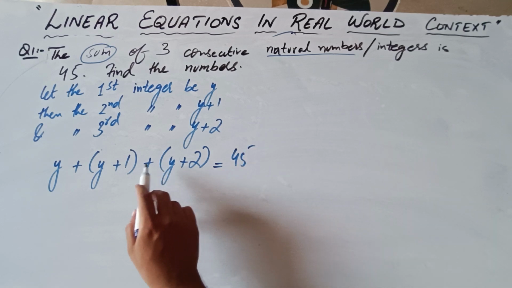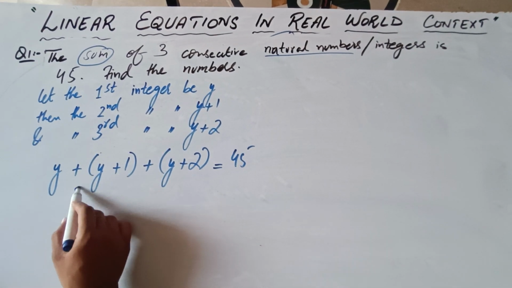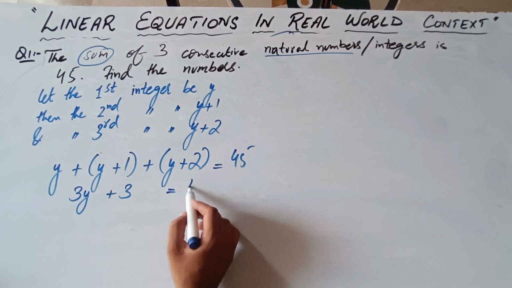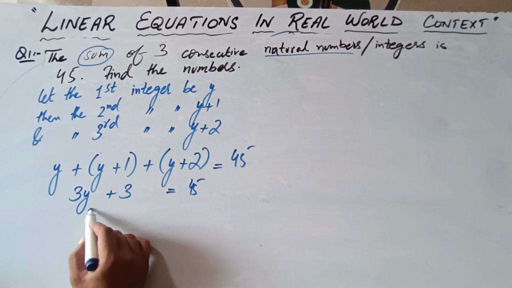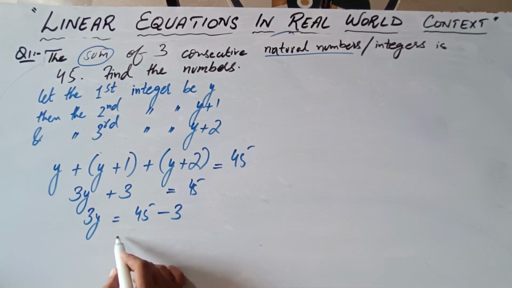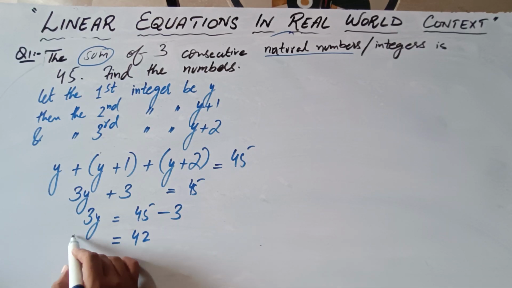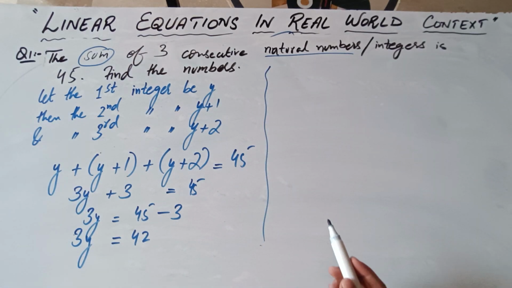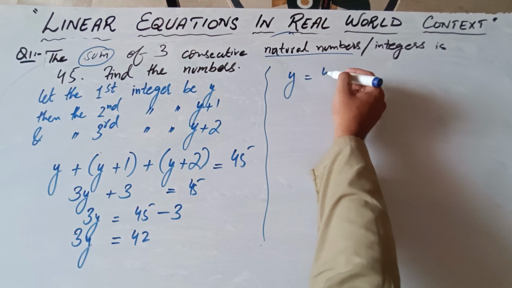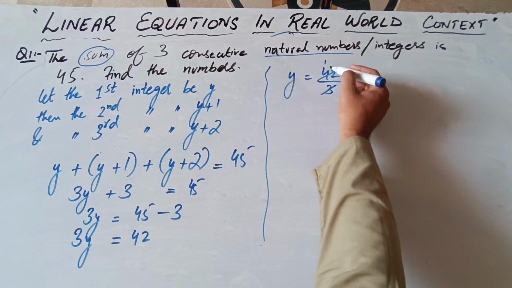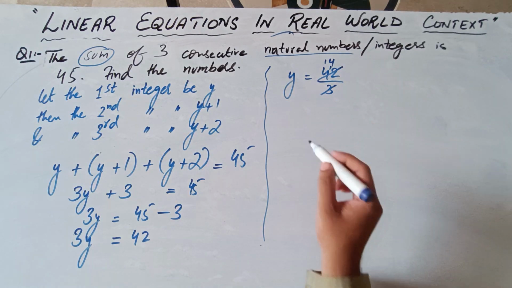Now let's add them. y plus y plus y is equal to 3y, plus 3, since 2 plus 1 is 3, is equal to 45. Now 3y is equal to 45 minus 3, which is equal to 42. So 3y is equal to 42. Now y is equal to 42 divided by 3. 3 ones are 3, 1 will be carried. 3 times 4 is 12.